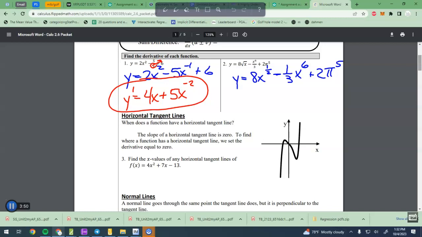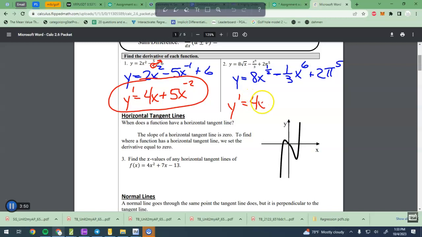But number 2, same idea. That's 8 times the square root of x, which is 8x to the 1/2. This part, people screw up. So that's x to the 6th over 3. So there's really a 1 there. And then that fraction you can pull out and say, okay, that's 1/3 times the x to the 6th. So the rewrite is the key there.